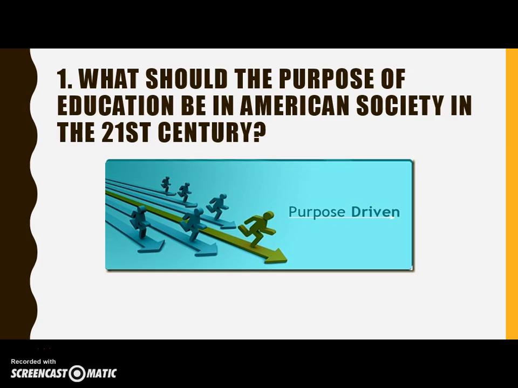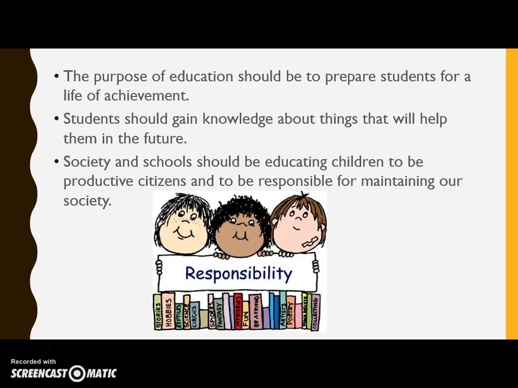Question set number 1. What should the purpose of education be in American society in the 21st century? Well, the purpose of education should be to prepare students for a life of achievement. Students should gain knowledge about things that will help them in the future. Society and schools should also be educating children to be productive citizens and to be responsible for maintaining our society. Overall, this would help our society to maintain stability and to last if we have a true purpose for our students.